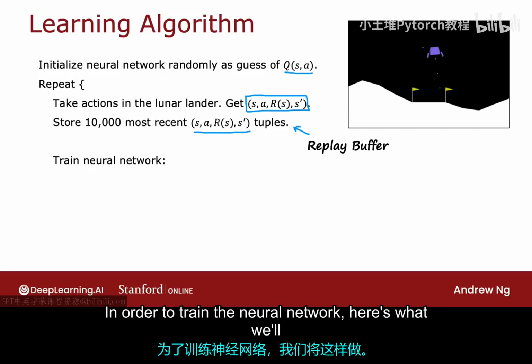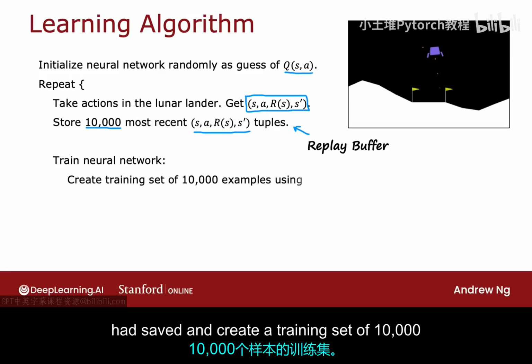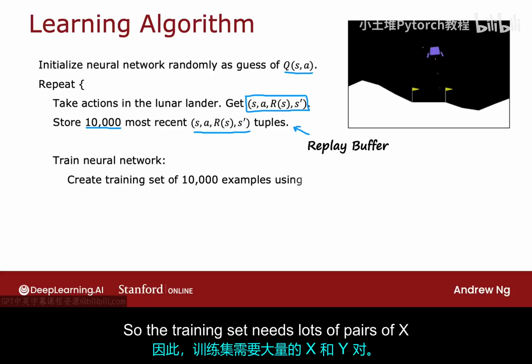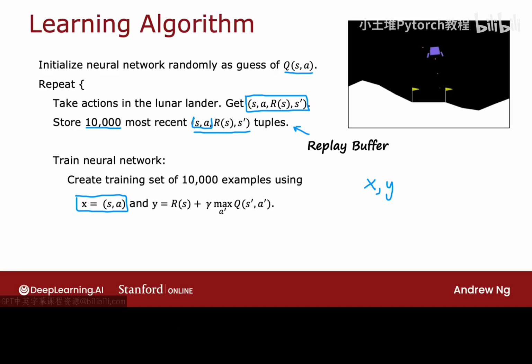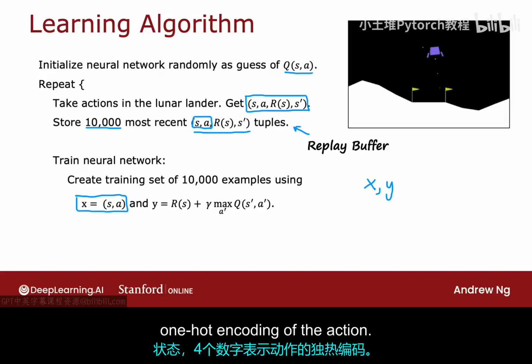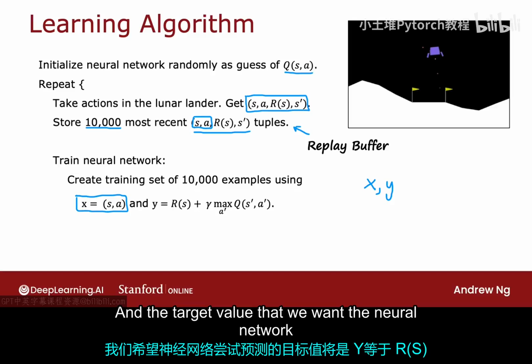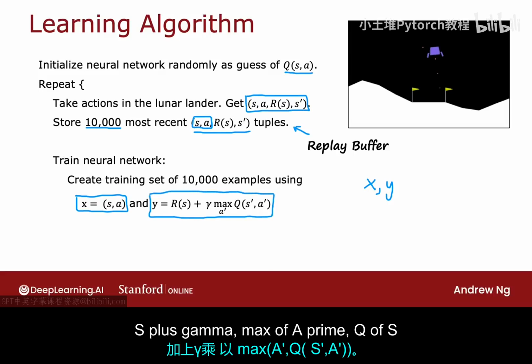In order to train the neural network, here's what we'll do. We'll look at these 10,000 most recent tuples we had saved and create a training set of 10,000 examples. So a training set needs lots of pairs of X and Y. And for our training examples, X will be the S, A from this part of the tuple. So it'll be a list of 12 numbers, the 8 numbers for the state and the 4 numbers for the one-hot encoding of the action. And the target value that we want the neural network to try to predict will be Y equals R(S) plus gamma max over A prime of Q(S prime, A prime).